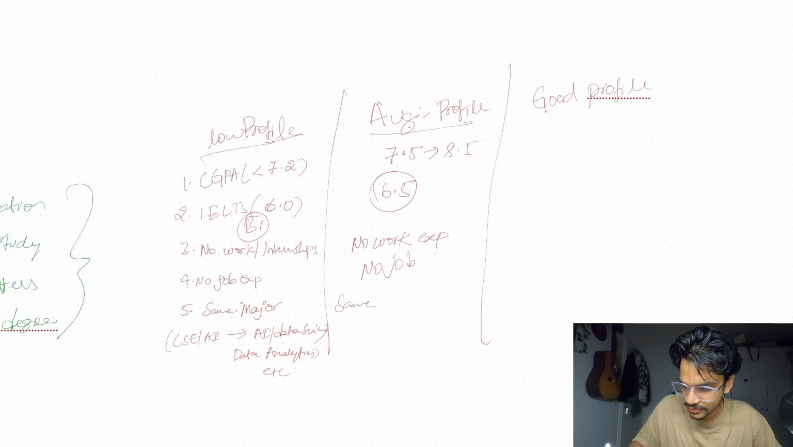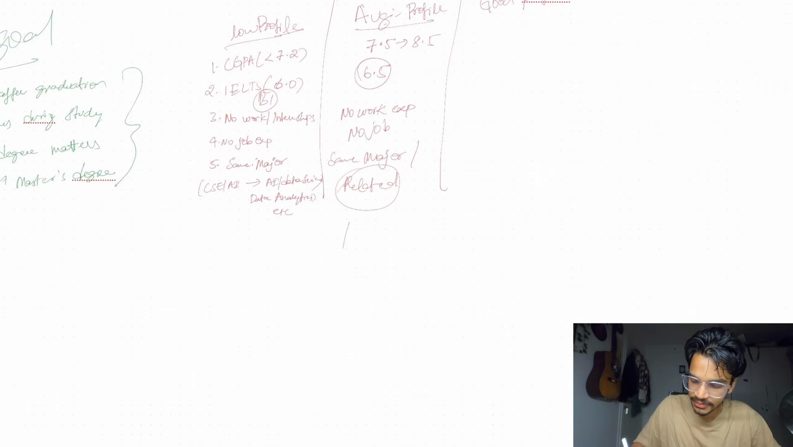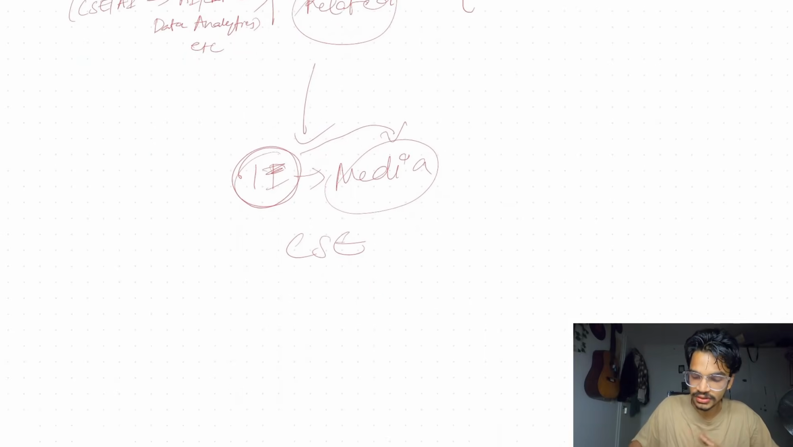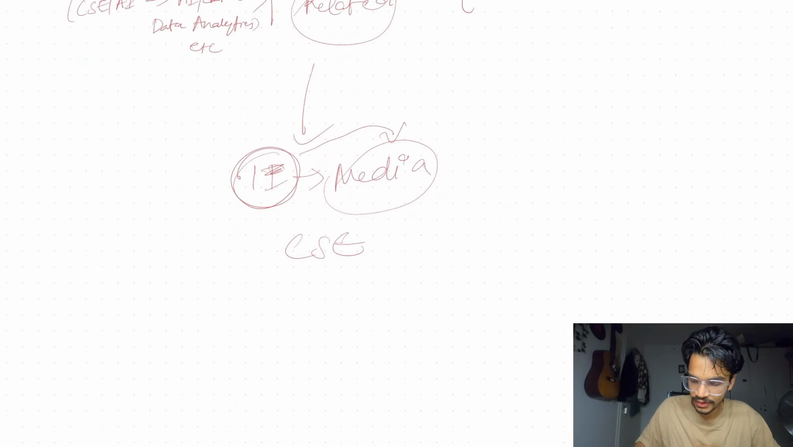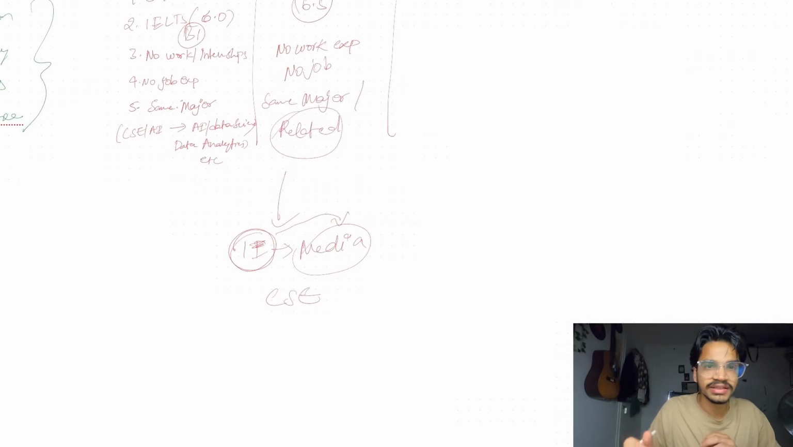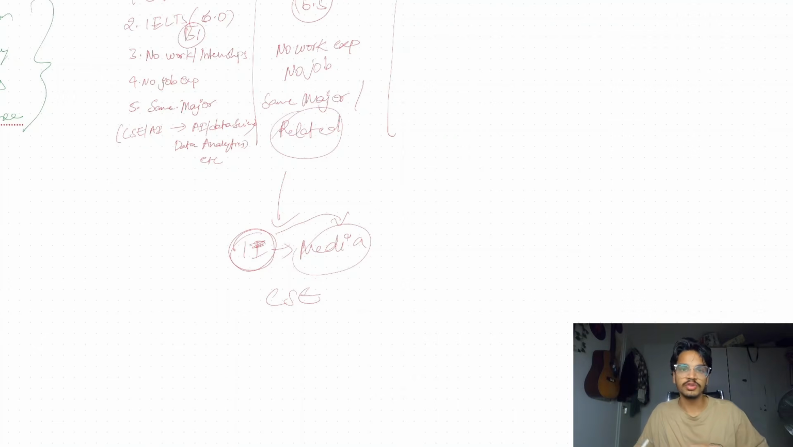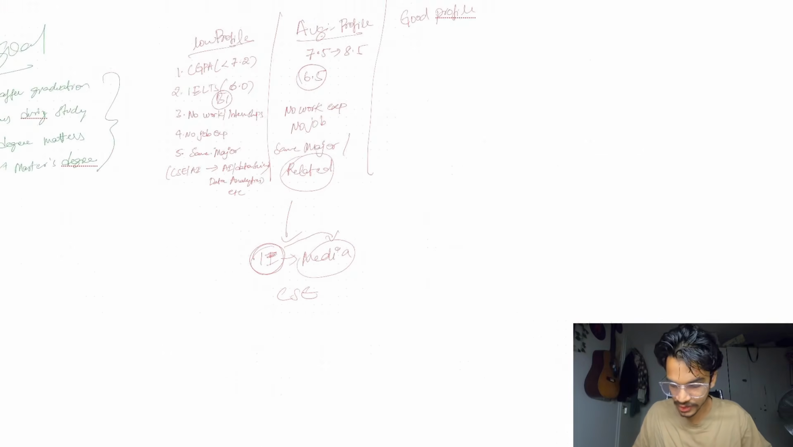Next, the average profile: same major or related. What I mean by related is, I myself come from an IT background and I am studying media and human-centered computing, which is my degree now. Both belong to CSC, but the topics in IT are not in the topics of media and human-centered computing. So it's kind of related, but not fully, not 90% or 100%. It's only like 20 to 30%. So that's all right, we can still get it.